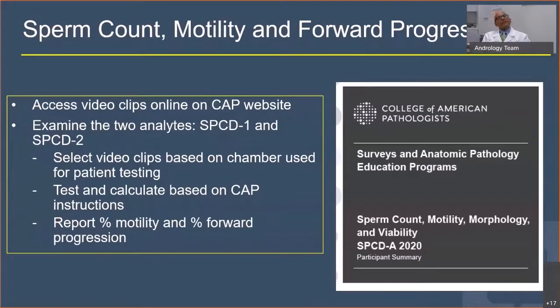The other analyte that we order is the sperm motility. So the testing agency provides us access to the video clips, and these are online links. We examine the 2 analytes. They could be low motility and the high motility. And we also report the percent motility, as well as we calculate the forward progression when we're reporting the results back to the testing agency. Next slide, please.